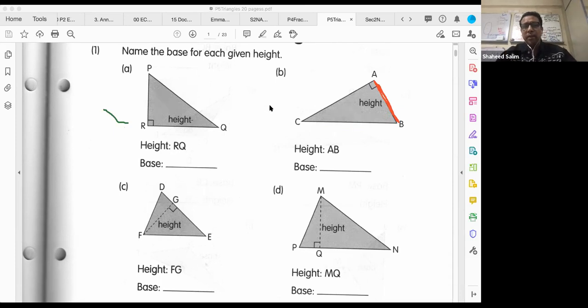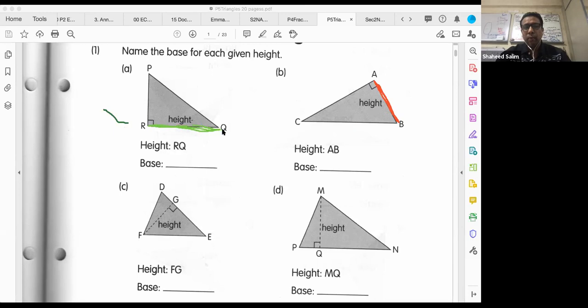So Naomi, are you okay? We are now trying to find two parts of a triangle. One is called a base, one is called a height. Okay, normally the base is down here, and let's say the height is here. This is the height.